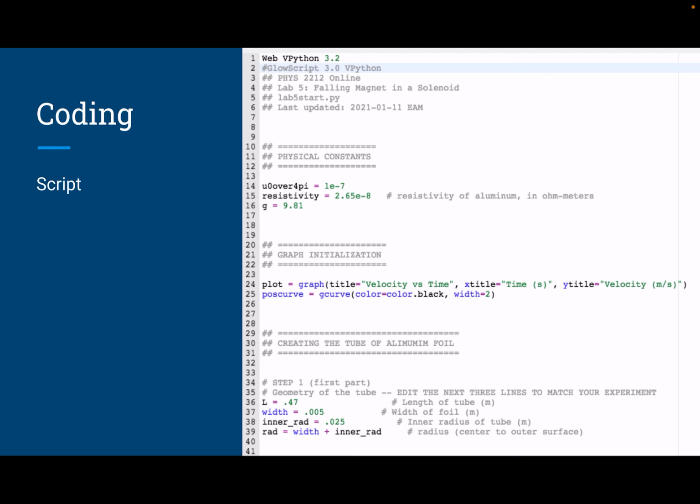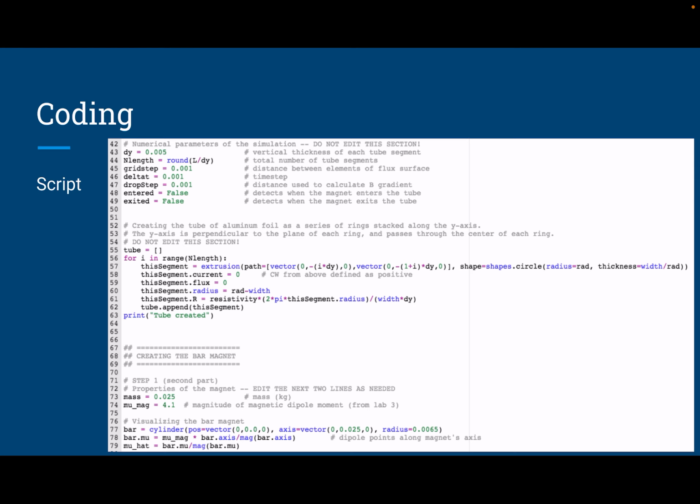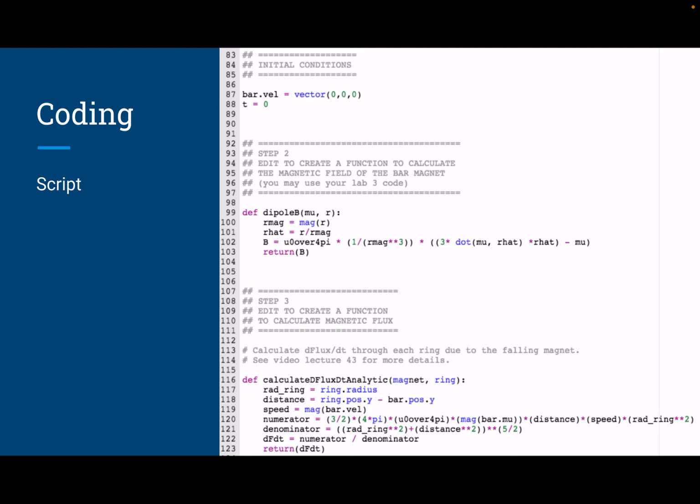So starting with our coding, the physical constants were first defined and the graph was initialized, and then we created the tube of aluminum foil, putting in the geometries that I showed you just then. Next, the numerical parameters of the simulation were defined, and then we created the tube of aluminum foil as a series of rings. Again, this section was not edited. We then created the bar magnet, which was edited, and I did some recalculations of the magnetic dipole moment in order to make it more accurate. We then visualized the bar magnet.